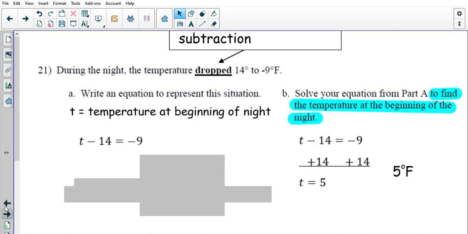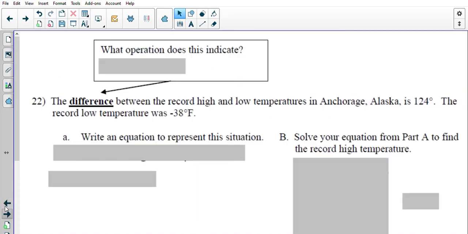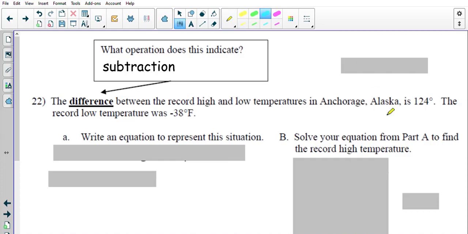All right, similarly, number 22. The difference between the record high and low temperatures in Anchorage, Alaska is 124 degrees. The record low temperature was -38 degrees Fahrenheit. Now the word difference, we've already seen this today. What operation does this indicate for us? If you're thinking subtraction, you're correct. So part A says write an equation to represent this situation. Part B, solve your equation from part A to find the record high temperature. So again, we're trying to find the record high temperature of Anchorage, Alaska.